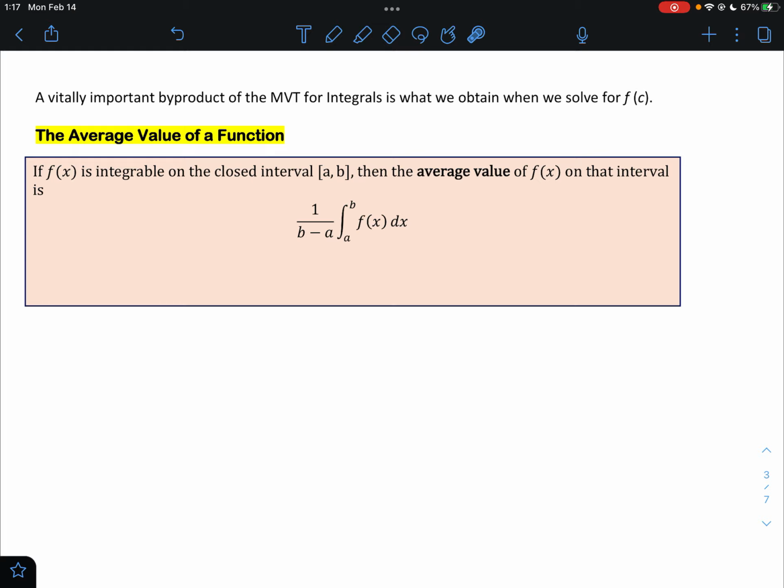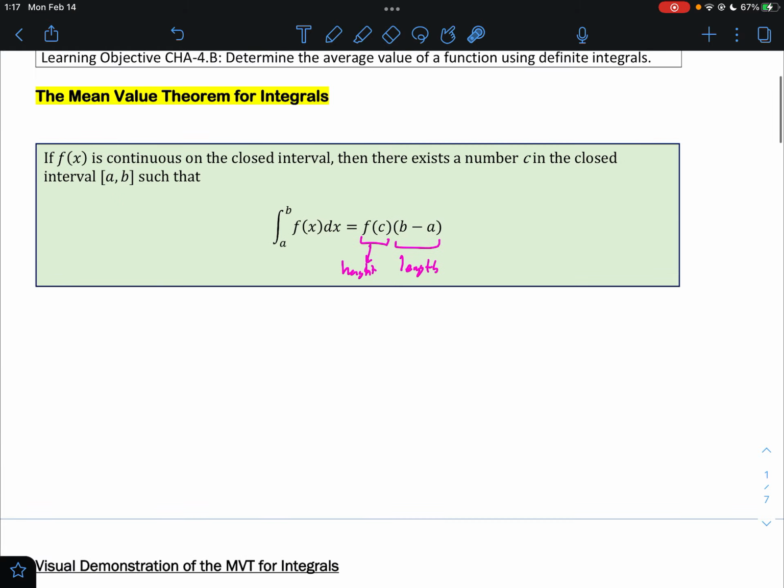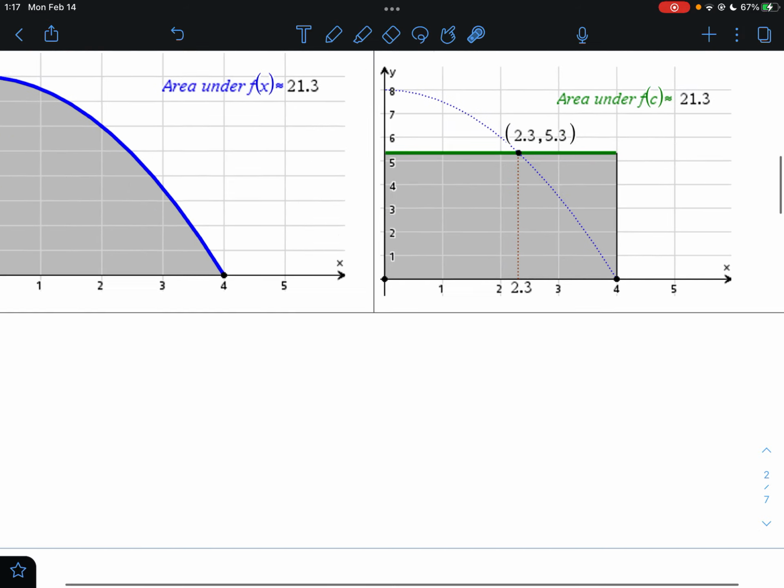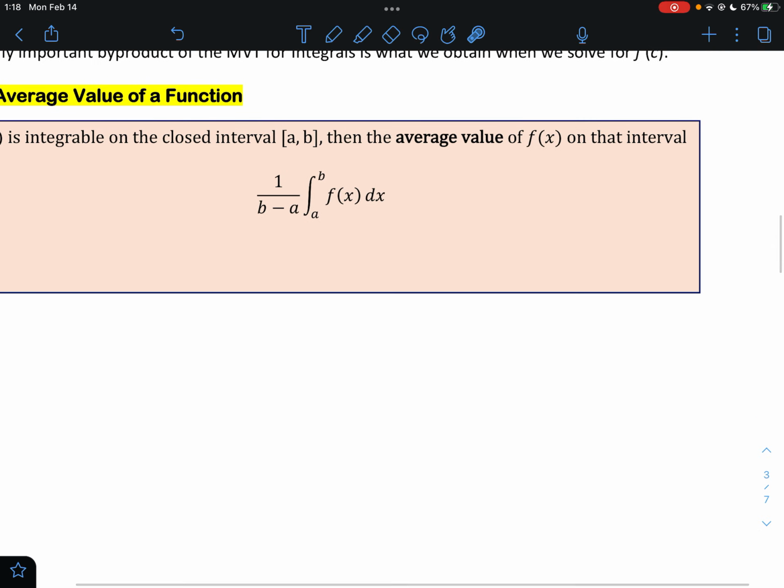Off of that, we have the average value of a function. Basically, if you take the mean value theorem right here and divide both sides by b minus a, you get the average value of a function, which is a much more important topic than the mean value theorem for integrals. So the average value is just 1 over b minus a times the area.